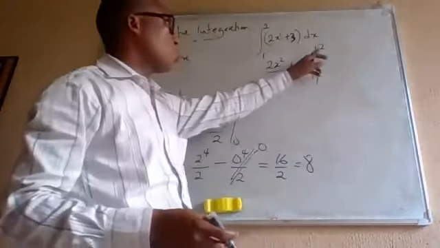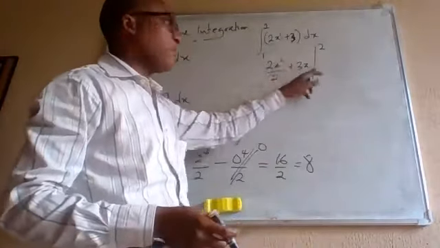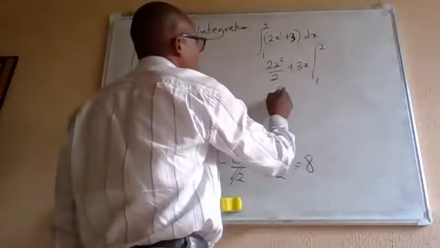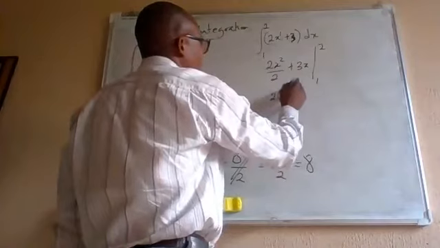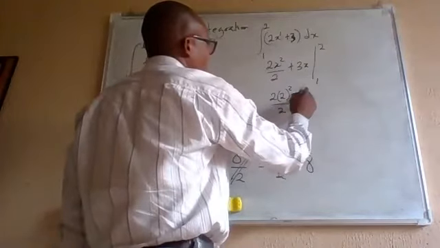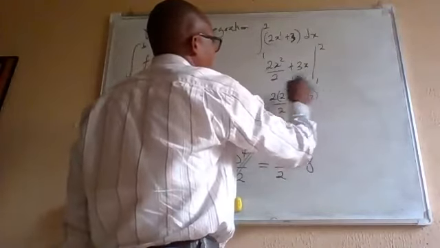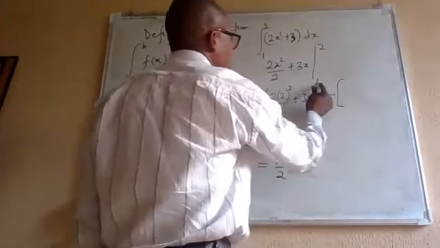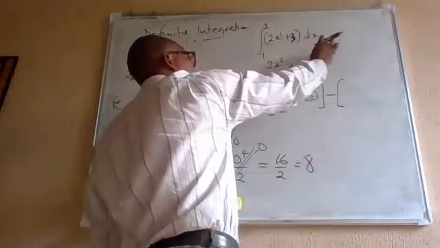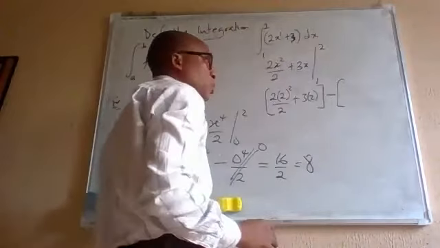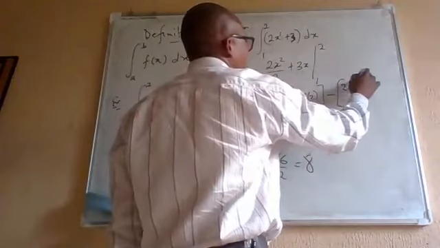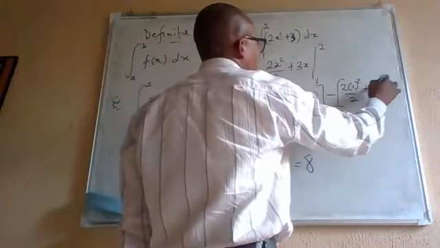So the next thing to do is to substitute 2 to where you have s. This will give you 2 into 2 raised to power 2 over 2 plus 3 into 2. So let's put all this in the bracket. Minus, then the next thing is to put 1. The first is to use the upper limit. Then next is to use the lower limit. Substitute 1, this will give you 2 into 1 squared over 2 plus 3 into 1.